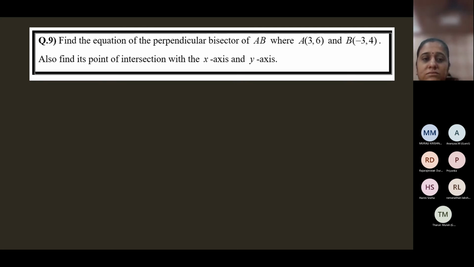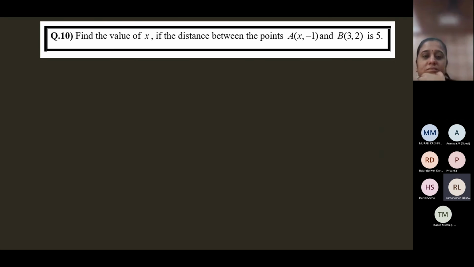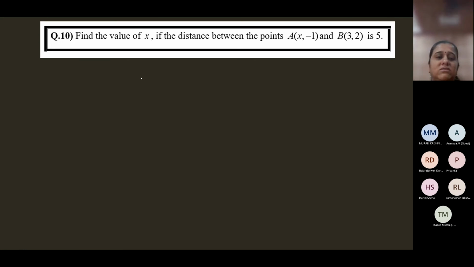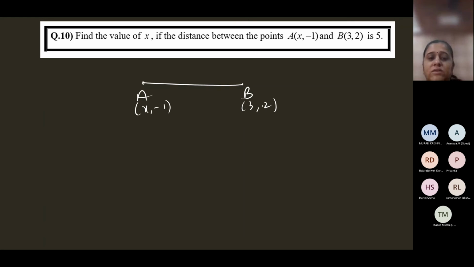Done? Okay. Very good. Thank you. We'll just wind up the session with this one. Find the value of x if the distance between the points A and B is 5 units. So the distance between, let's just illustrate that. A and B: this is (x, minus 1), and this is (3, 2). The distance, meaning AB, is 5 units.